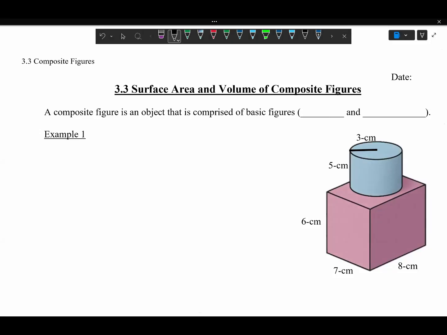Alrighty, nice and straightforward here. We're looking at calculating the surface areas and volumes of composite figures. Composite figures being objects made up of our basic figures that we've already practiced in this course when we worked with prisms and when we worked with pyramids.